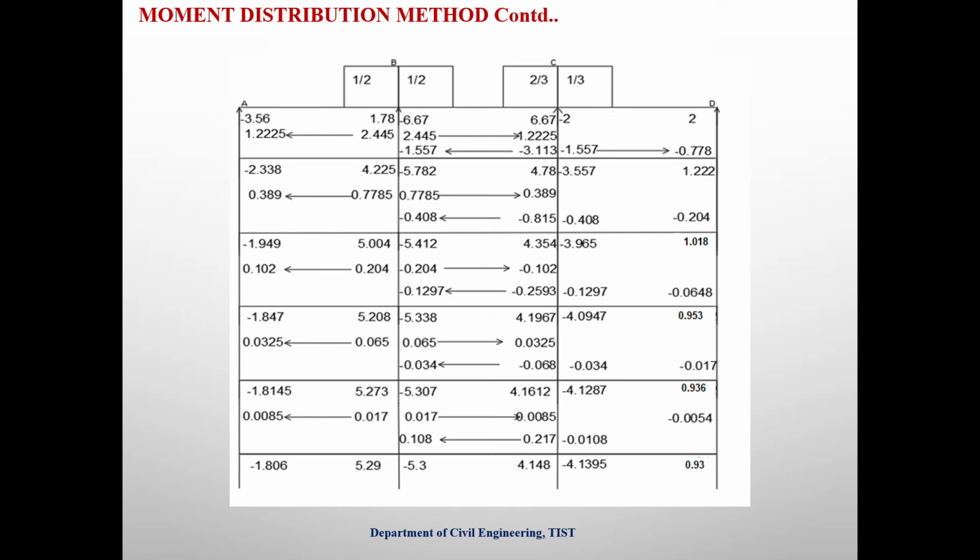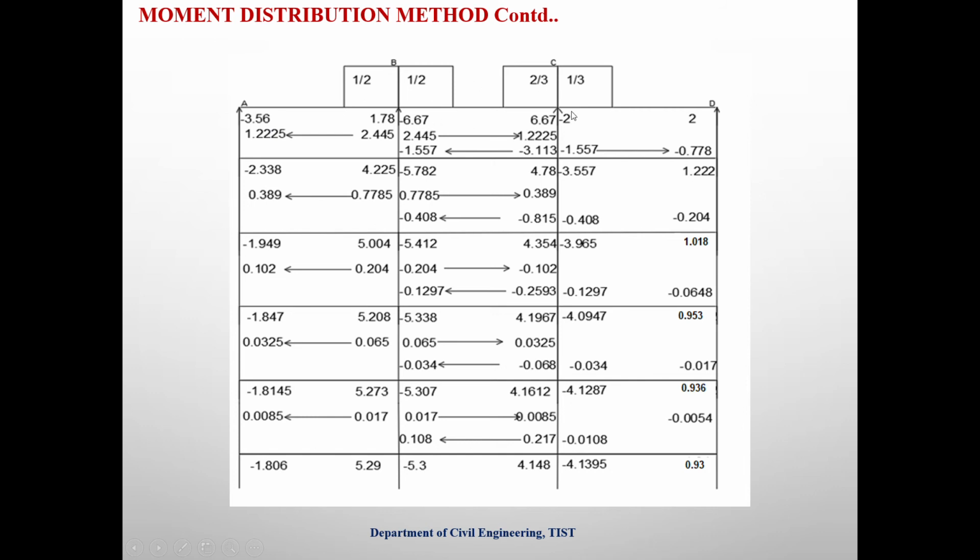Then, since we are moving to the intermediate supports, the first is joint B. In the case of joint B, the total moment is 1.78 minus 6.67, that is minus 4.89. So, in order to make the moment here equal to 0, we have to apply 4.89 here. Half of the 4.89 will be here and half of 4.89 will be here. If you apply a moment like this, half of the moment, the carryover moment, should go to the far end if the far end is fixed. Then half of the moment should go to A as well as C.